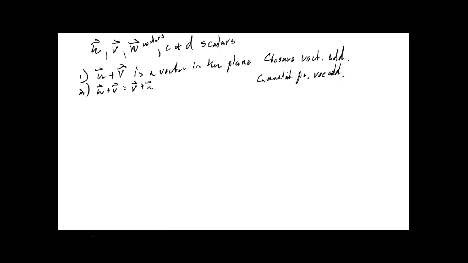Commutative property of vector addition. It doesn't matter the order in which you add vectors. Add u plus v, same as v plus u, you're going to get the same result, just like with real numbers. Number 3: u plus v plus w is the same as u plus v plus w, grouped differently.